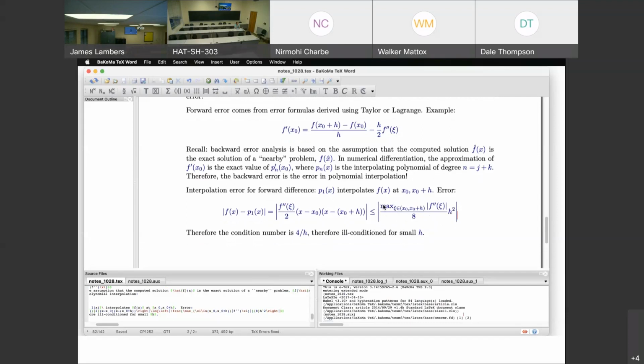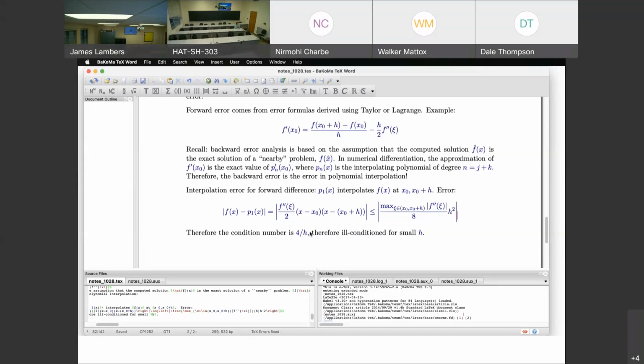So here we have an expression for our forward error. Sorry, this is our backward error, and this is our forward error. But notice that both of these involve a second derivative. But in the forward error, we have a factor of h over 2. In the backward error, we have a factor of h squared over 8. But for a condition number, we're dividing forward error by backward error. So we set aside the f double primes that appear in both. What we end up with is a ratio of 4 over h.